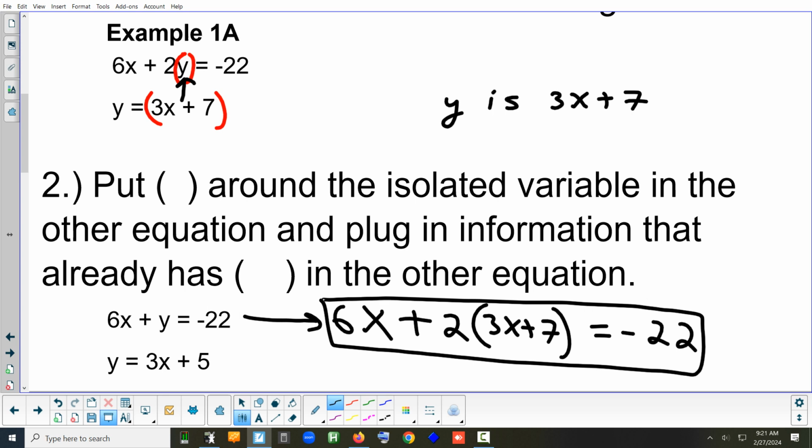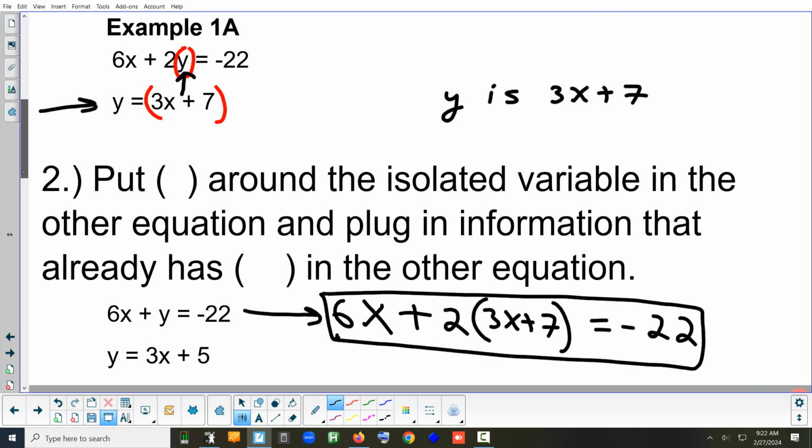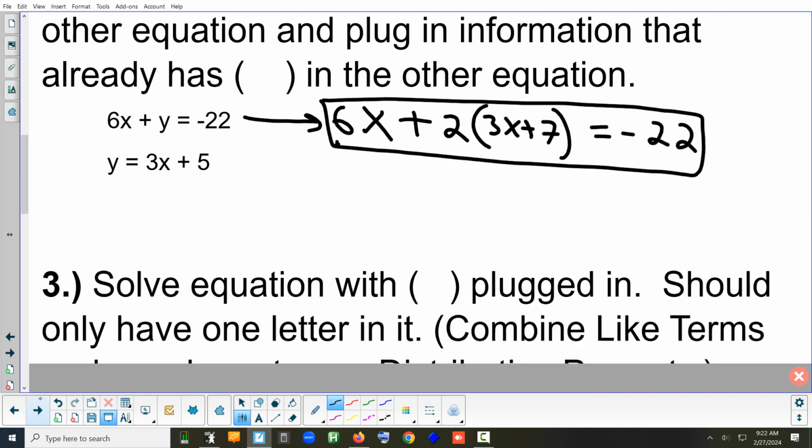Right, so any question on what we did there? Plug in 3x plus 7 for y. Now this bottom equation, we can kind of forget about it for a little bit. We don't need it anymore right now. We already used it. We'll come back to it later. But for now, we're going to focus on what's in that box. So step 3 is solve the equation that you just made. There should only be one different letter. You may see the letter more than once, but there's only one different letter there. It's just an x.